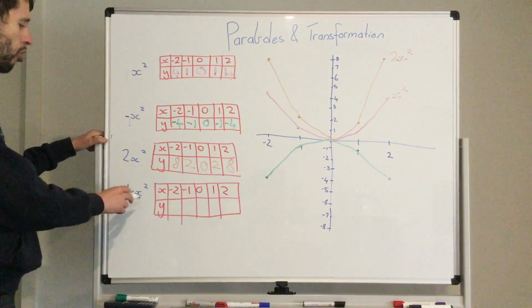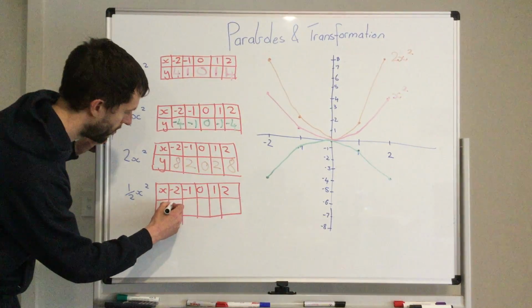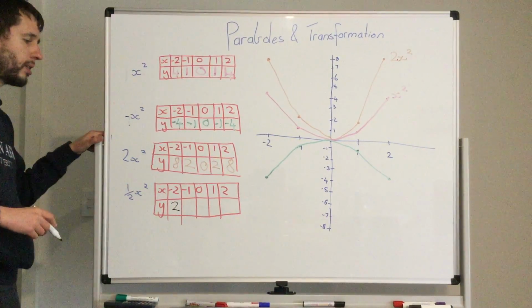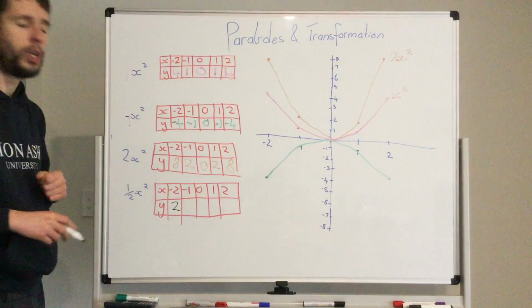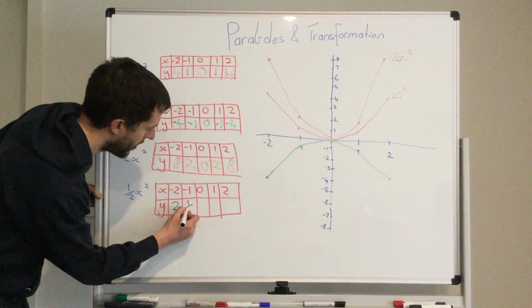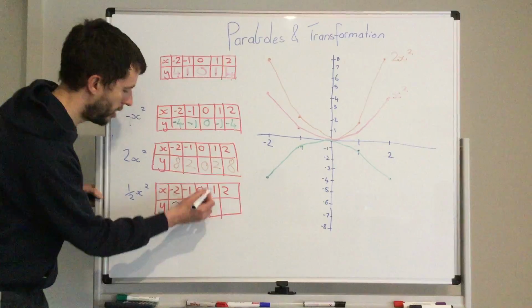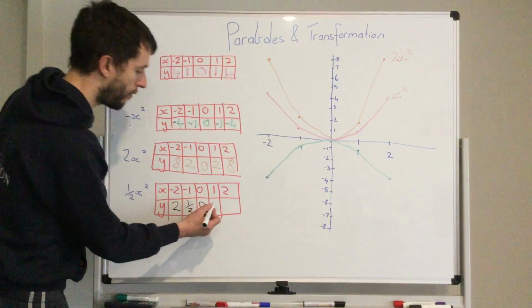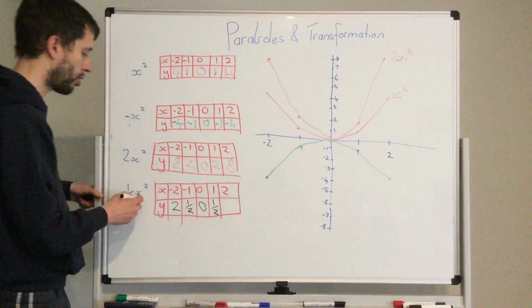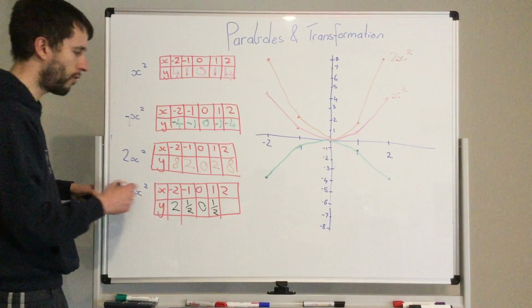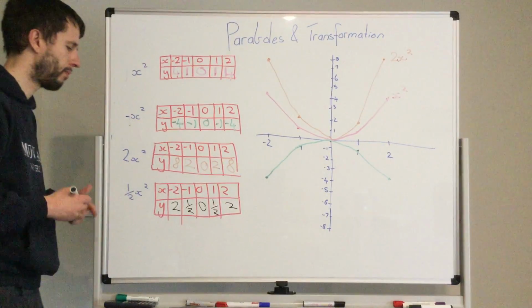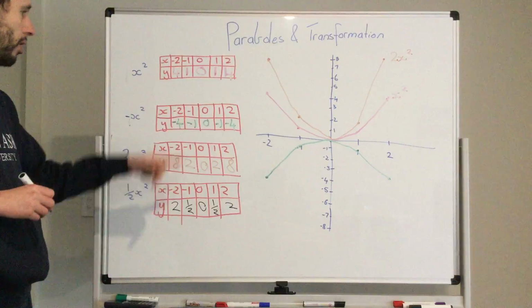Negative 2 squared is 4. What's half of 4? 2. Negative 1 squared is 1. What's half of 1? A half. Then we got 0. 1 squared is 1. Half of 1 is a half. 2 squared is 4. Half of 4 is 2. Let's see how this goes on here.